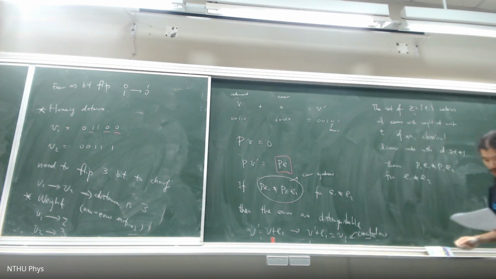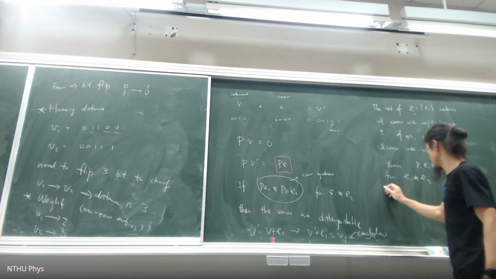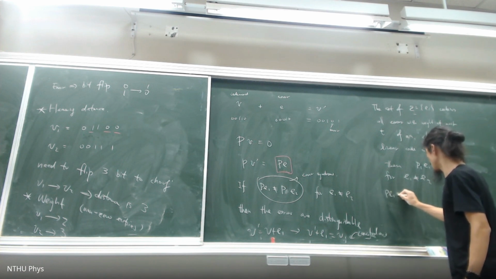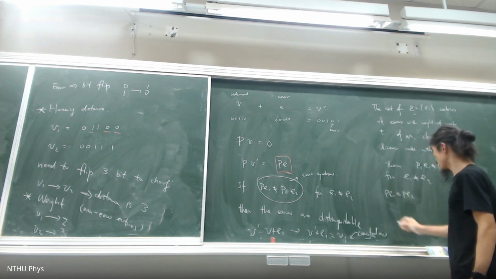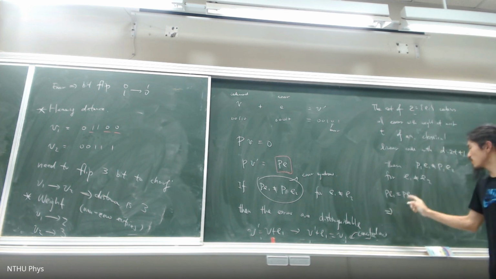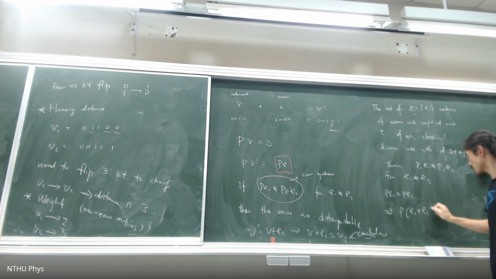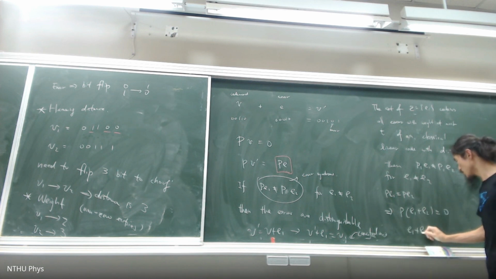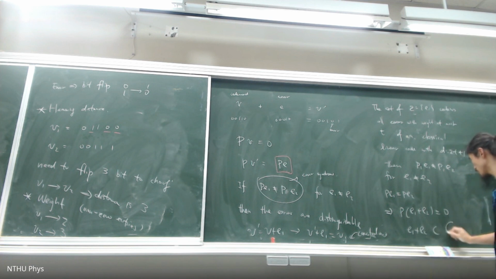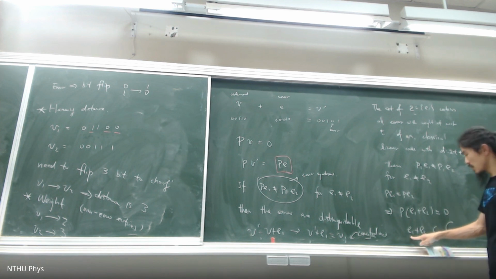So the idea is you can prove by contradiction. For example, suppose PE1 is equal to PE2. Then you can basically move this to the other side to be 0. So that indicates E1 plus E2 must belong to the code space. However, E1 plus E2 has weight T.